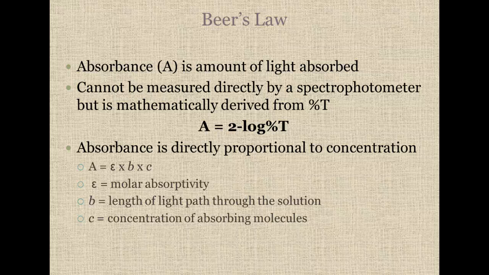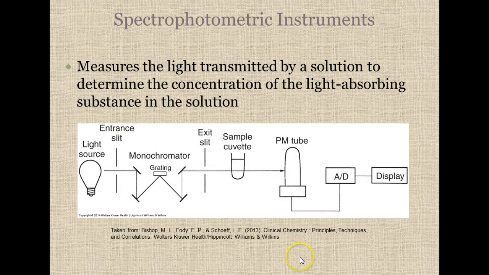There's also some other things that are involved with this. When we talk about absorbance, you'll see it equals E times B times C, where E is the molar absorptivity, B is the length of light path through the solution, and C is the concentration of the absorbing molecules. We won't be referring to this or using this very often, but this up here, A equals 2 minus the log percent T, is something you will need to memorize. All right, so the spectrophotometer I speak of, how does this work and what are the parts involved?